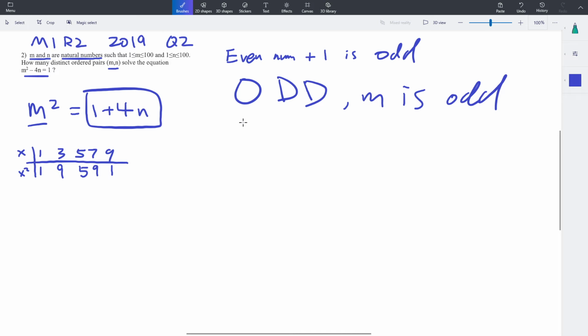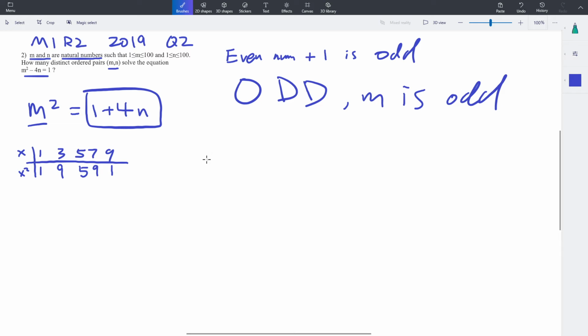Let's see, what else can we figure out here? So m is an odd number, and then how many actually fit into that criteria? Well, let's think about this.